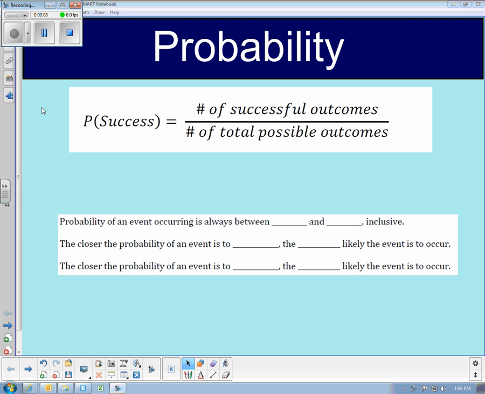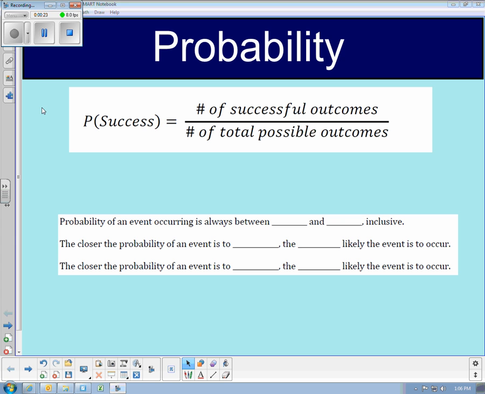Now, we've talked about probability in the past, and you have in past grades, Algebra 1 and probably even 8th grade, but let's just do some more extensive probability today. Up at the top of your page, let's just review what probability actually means.